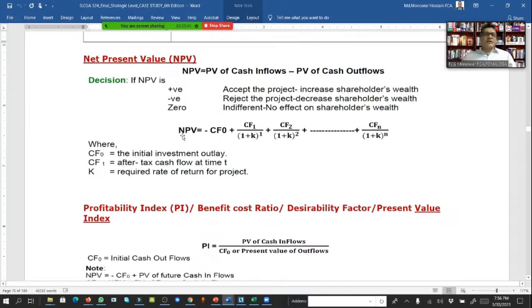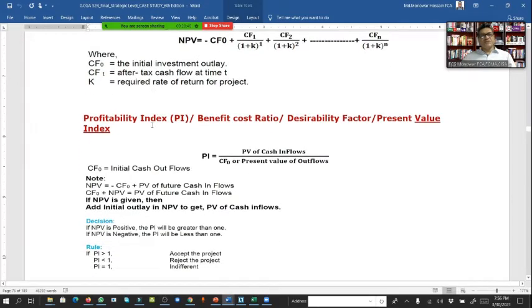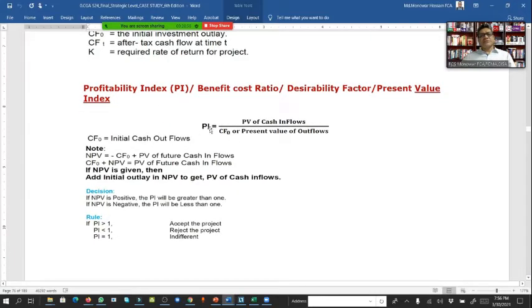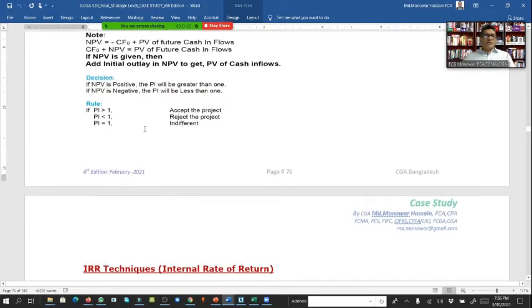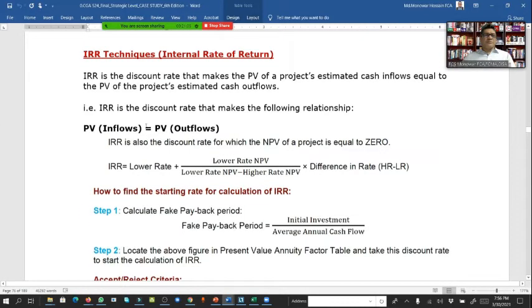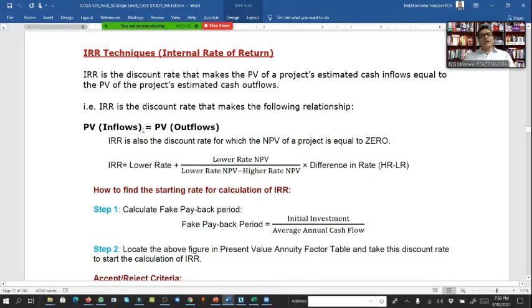So when we calculate the NPV, this is the fundamental rule, basic, and sometimes we are calculating profitability index, benefit cost ratio, desirability factor, etc. So PI, that means profitability index, we can calculate as present value of cash inflow divided by present value of outflow. And sometimes the IRR technique we are using, and that is today's chapter.